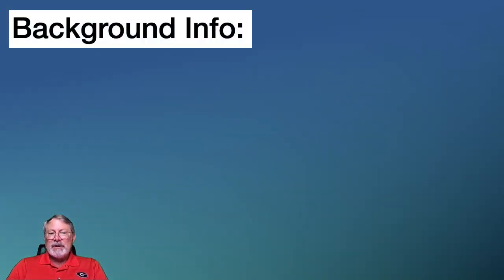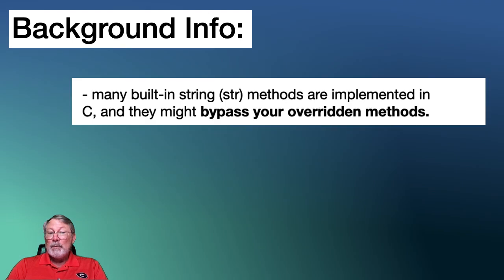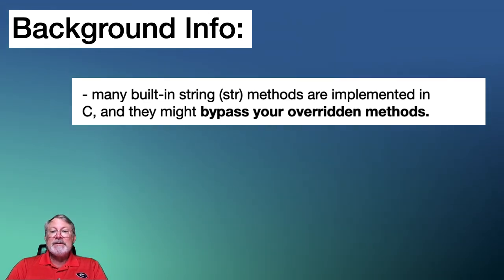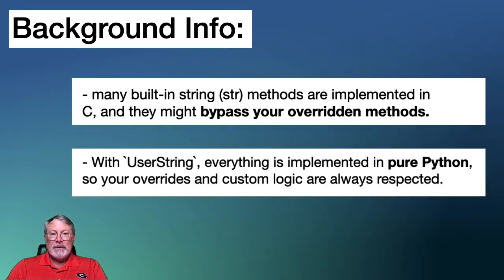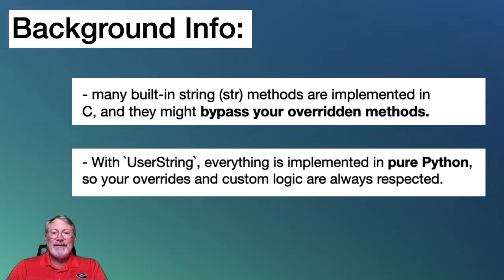Why not just subclass str? Well, you can subclass str, but it's tricky. Many built-in string methods are implemented in C, and they might bypass your overridden methods. That can lead to inconsistent behavior. With UserString, everything is implemented in pure Python, so your overrides and custom logic are always respected.